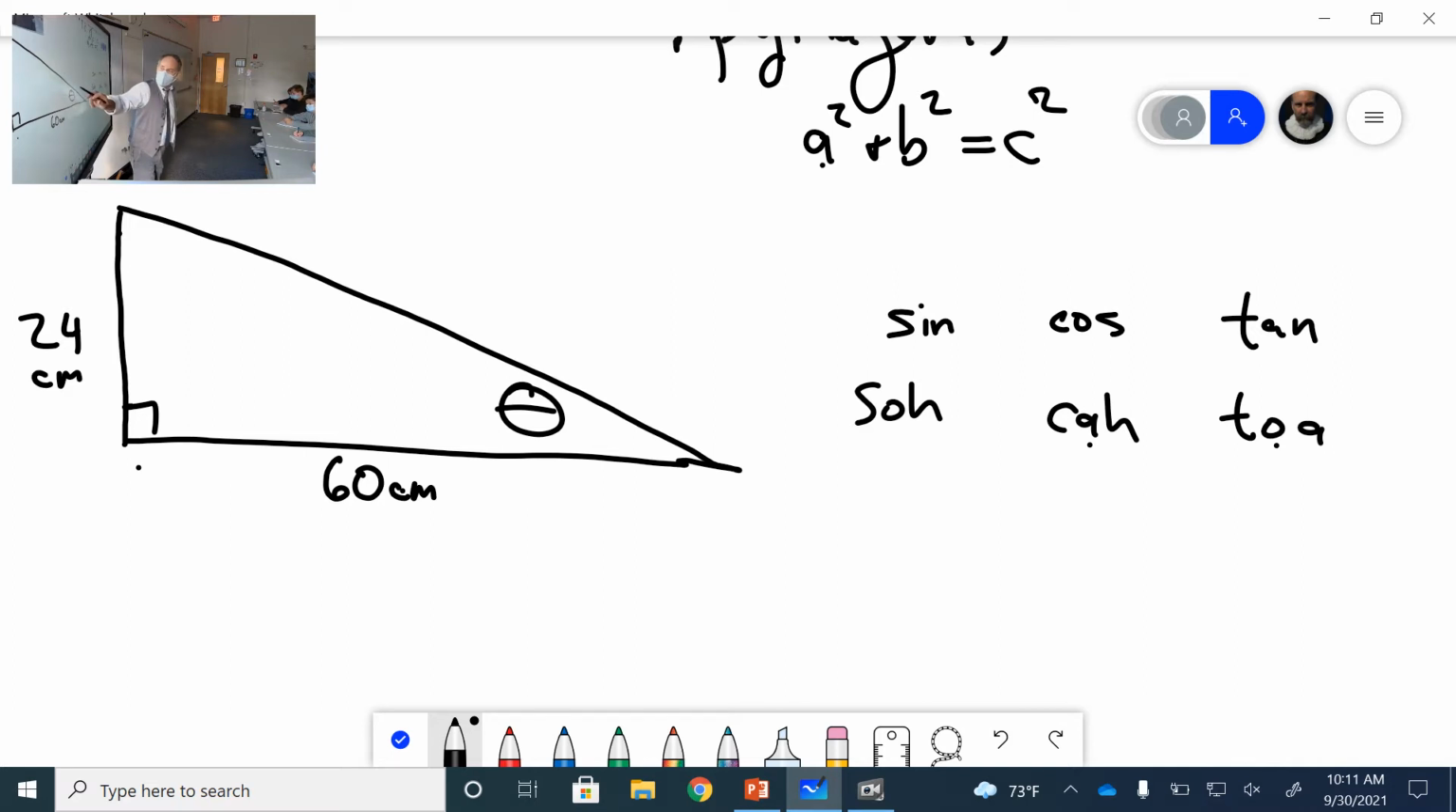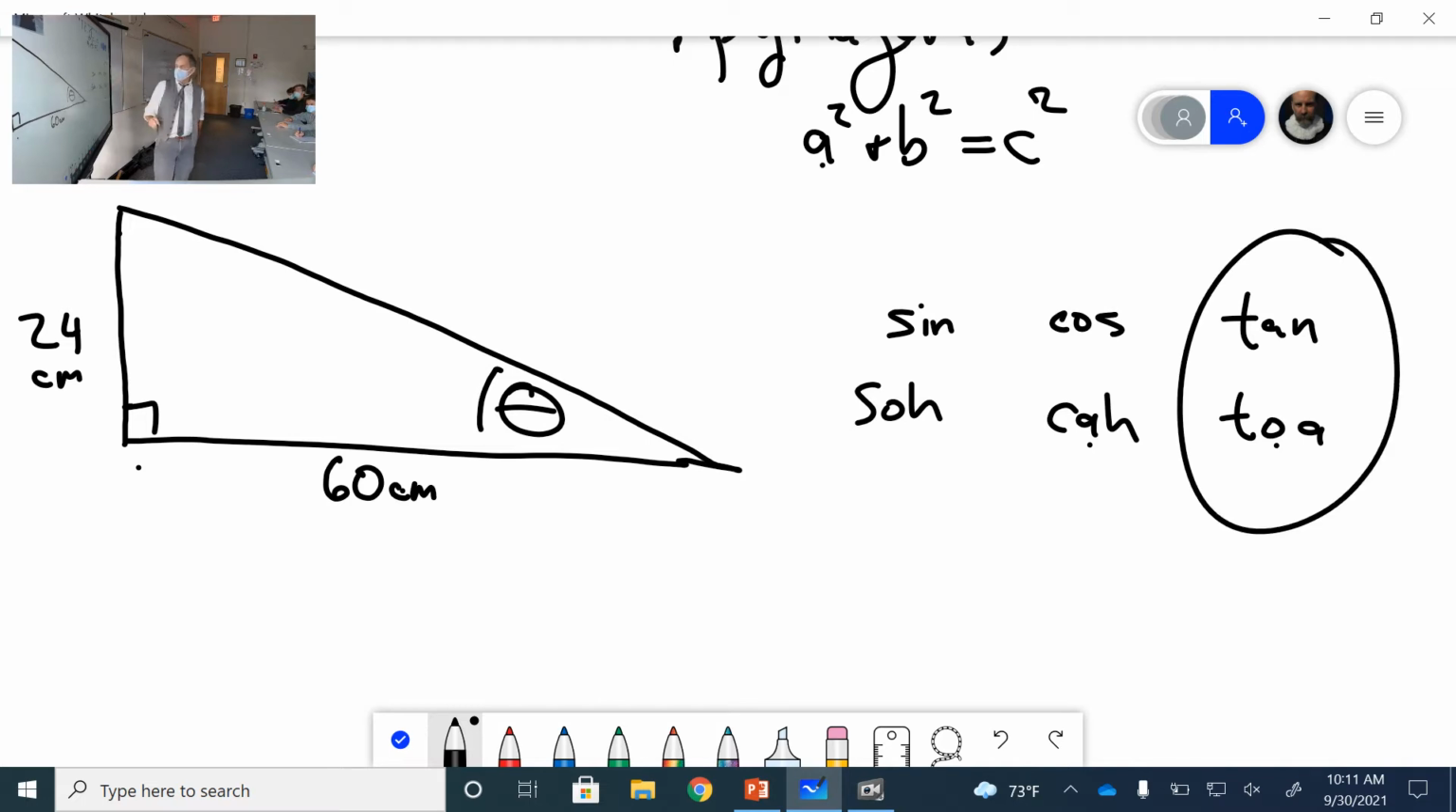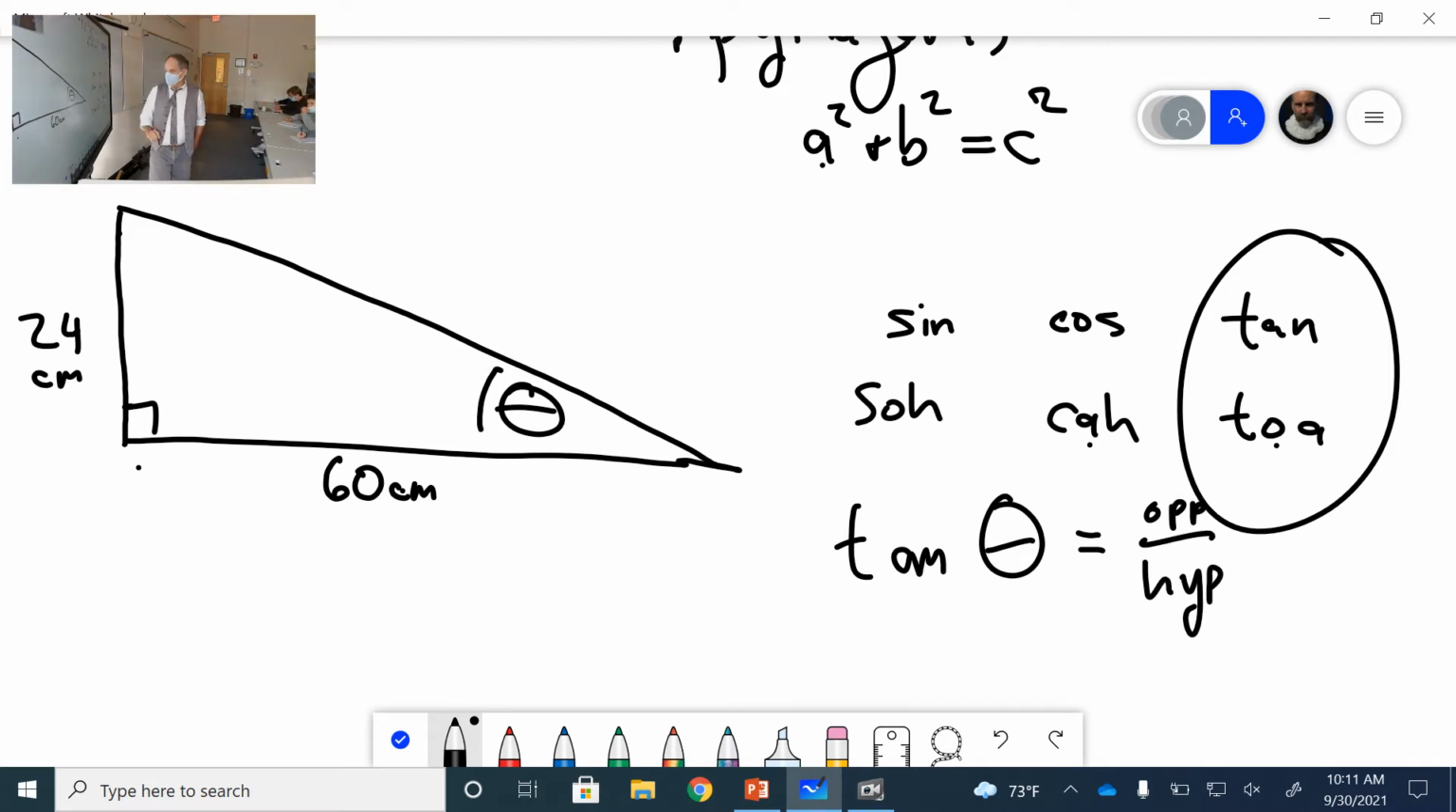Right. So here's our angle. And do we know the hypotenuse? No, we don't know the hypotenuse. We know this. What do we call that guy right there, the 24? That's the opposite. This is the adjacent. So we're going to use something that has opposite and adjacent. That's tangent. Okay. So what we're going to do is we're going to go, the tangent of theta is equal to opposite over hypotenuse.